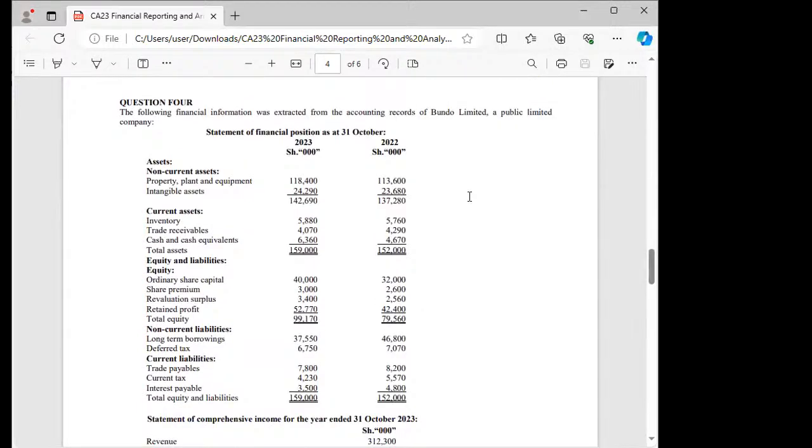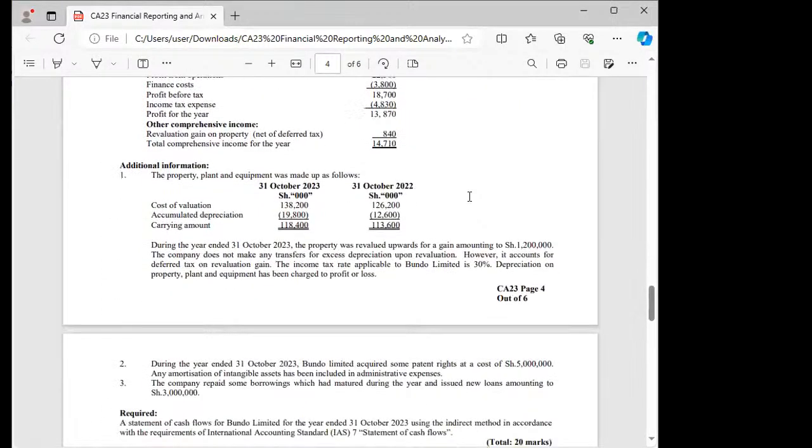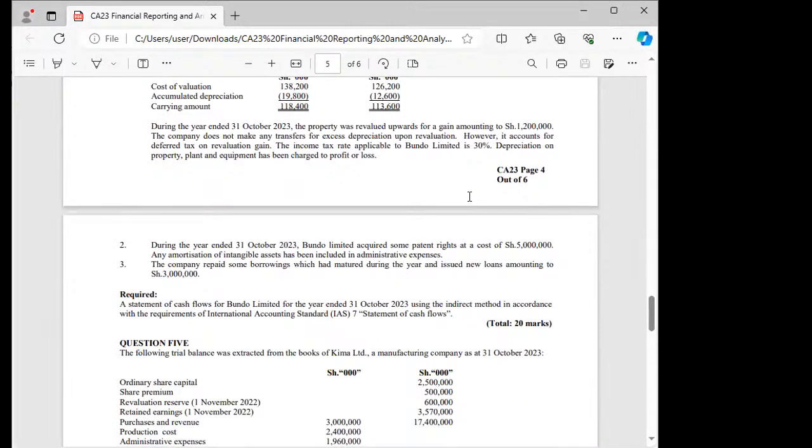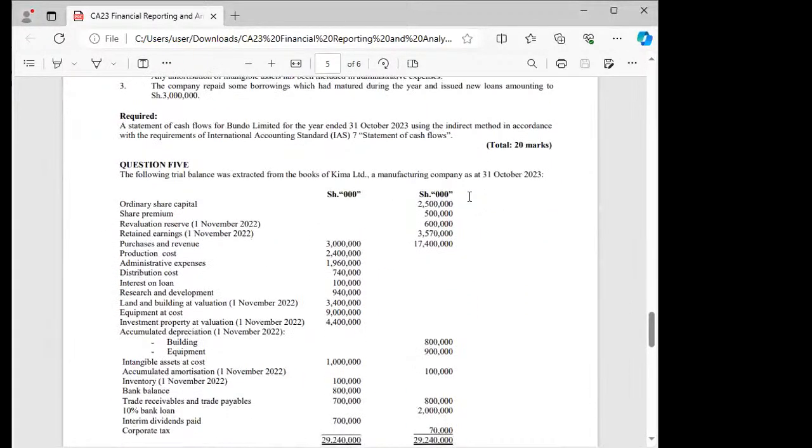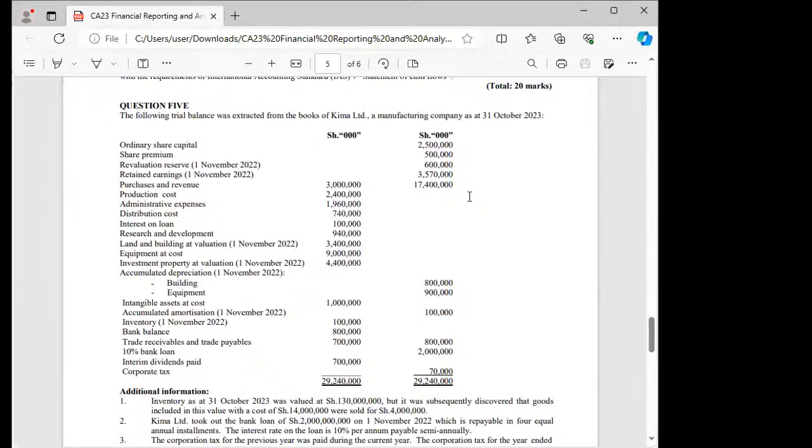Then this question number 4, cash flow. This is how a cash flow question will come, like that. You expect the income statement and then the balance sheet and then some additional information and then you can see the number of marks. You mess up all that if you skip it. Then question number 5, this is published financial statements. Very interesting. This is what I was telling you. And it is even good here. Can you look at what the examiner gave this student? The following trial balance was extracted from the books of Kima Limited, a manufacturing company, as at 31st October 2023.